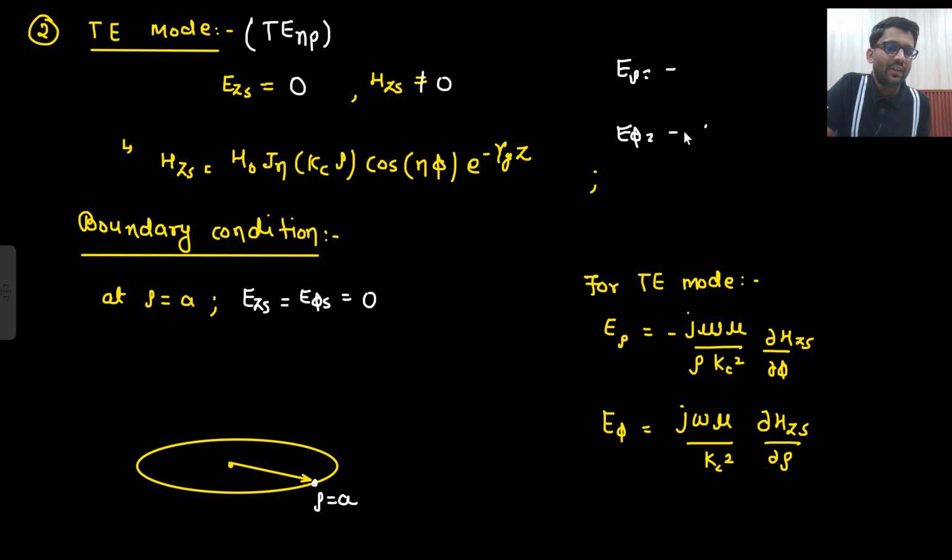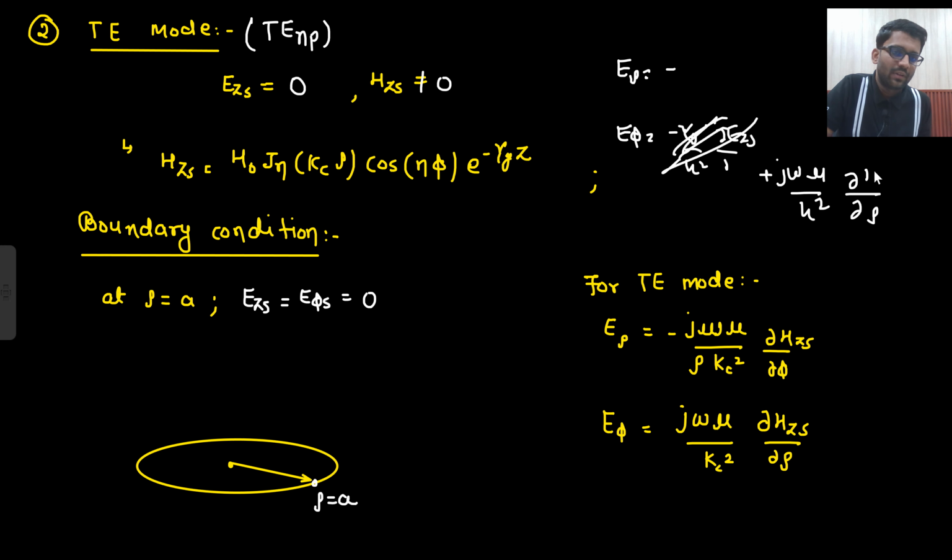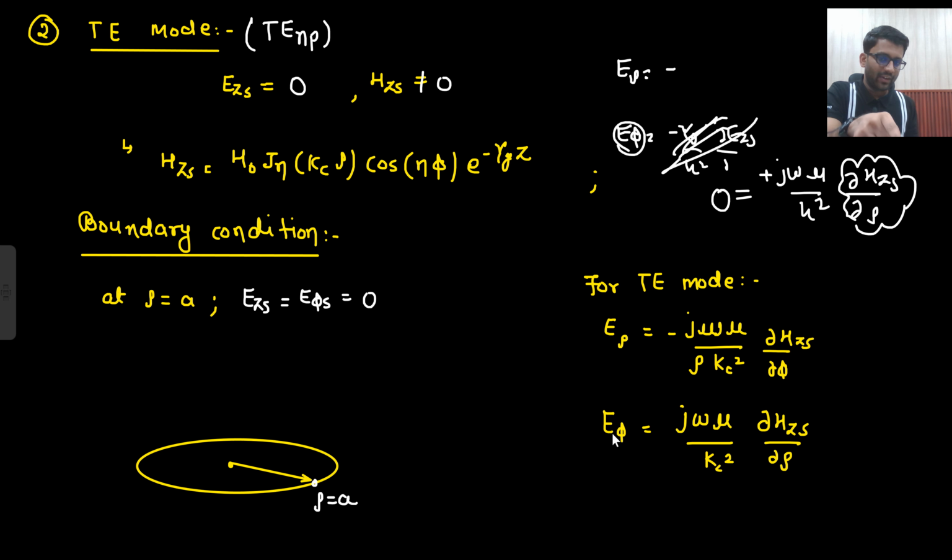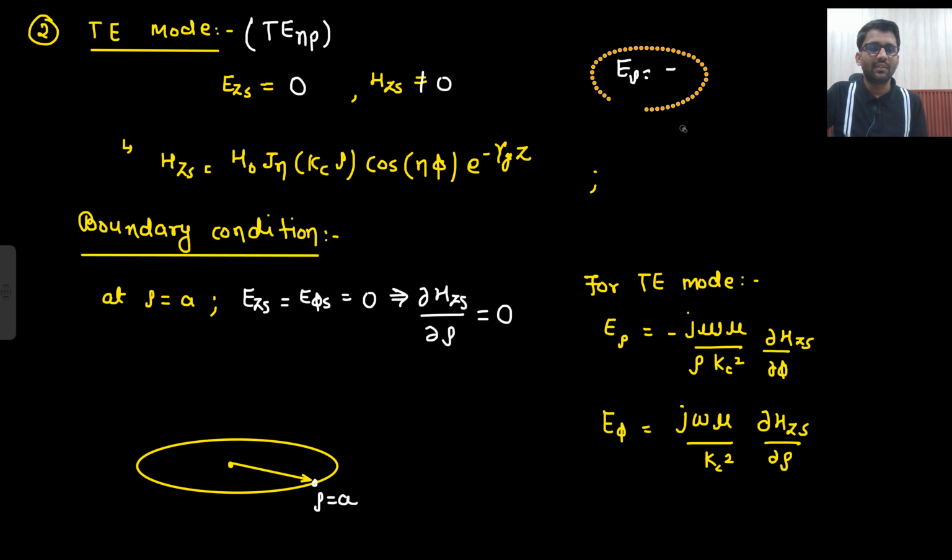So can I write down the expression of E phi? That is minus gamma g upon h square del by whatever that is there, because here Ezs would come, so I don't need to care about that. Then what will come? Plus j omega mu upon h square del by del rho Hzs. So if E phi s is equal to 0, that means this expression has to be 0. So here I have written E phi is j omega mu upon kc square del Hzs by del rho. So if E phi s is 0, that means differentiation of this Hzs function with respect to rho should be equal to 0. So can you do the differentiation?